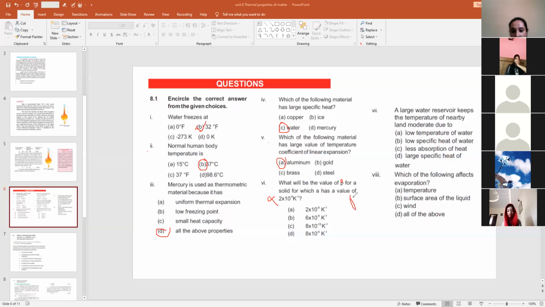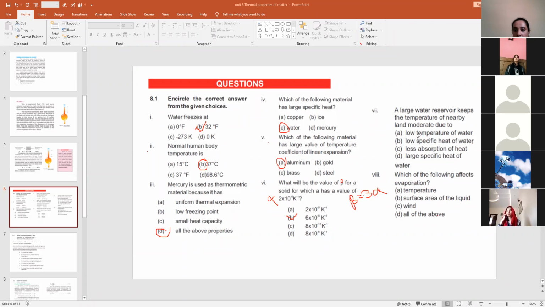We know that beta is equal to 3 times alpha. So what you have to do is just multiply 3 with this value of alpha, right? If you multiply 3 by 2 into 10 raised to power minus 5, you will get the answer 6 into 10 raised to power minus 5 per Kelvin. So this is the right option.